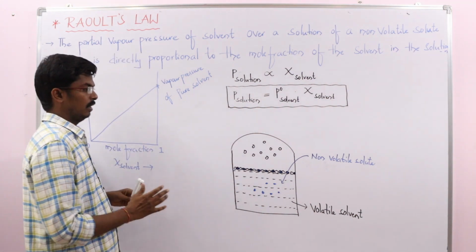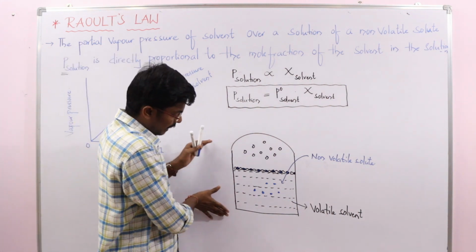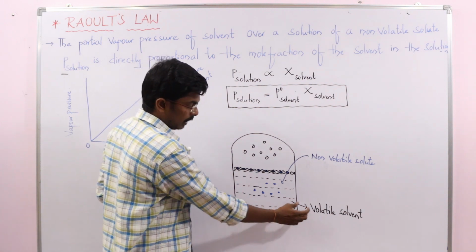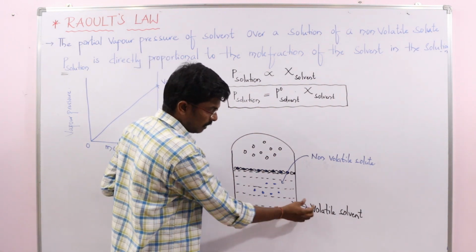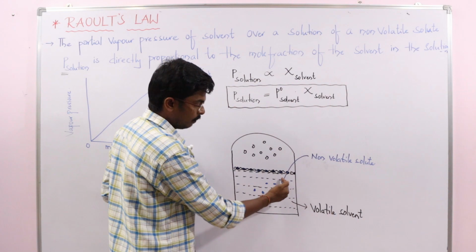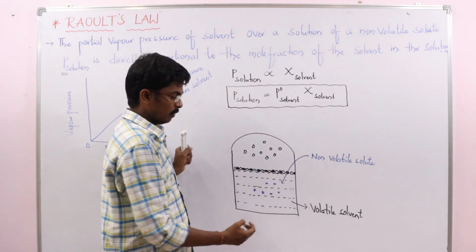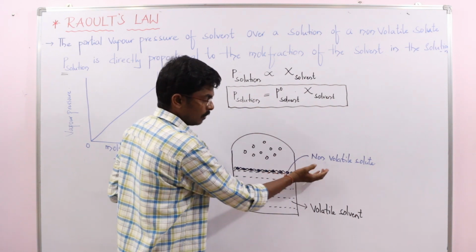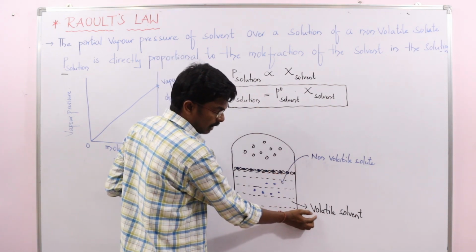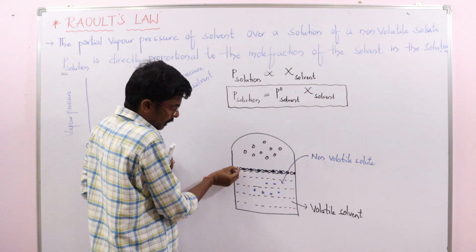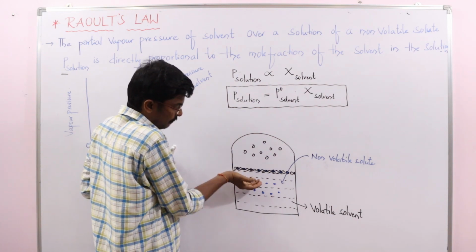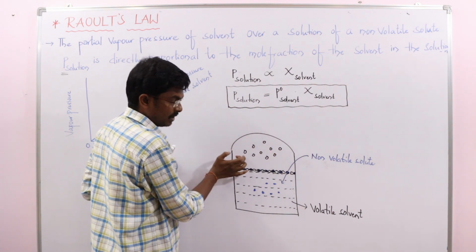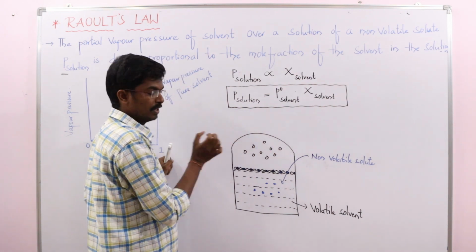To understand this, I am showing it diagrammatically. I am taking one sealed container, usually containing a volatile solvent. To this volatile solvent, I added a non-volatile solute. Volatile is nothing but ready to escape. Here, the solvent particles are escaping from the liquid state and giving vapors. These vapors exert some pressure, which I call vapor pressure.